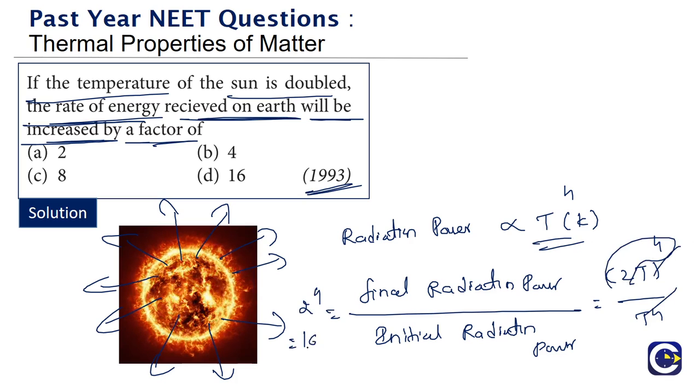2 power 4 means what? It will be 16. So the final radiation power will be 16 times the initial radiation power, which means what is the answer? The answer is option D. The radiation power will be increased by what? 16 times, which means the radiation is what is giving the energy to the earth, right? When the radiation power emitted by the sun is increasing 16 times, the rate of energy received on the earth also will be increasing by 16 times. Okay.